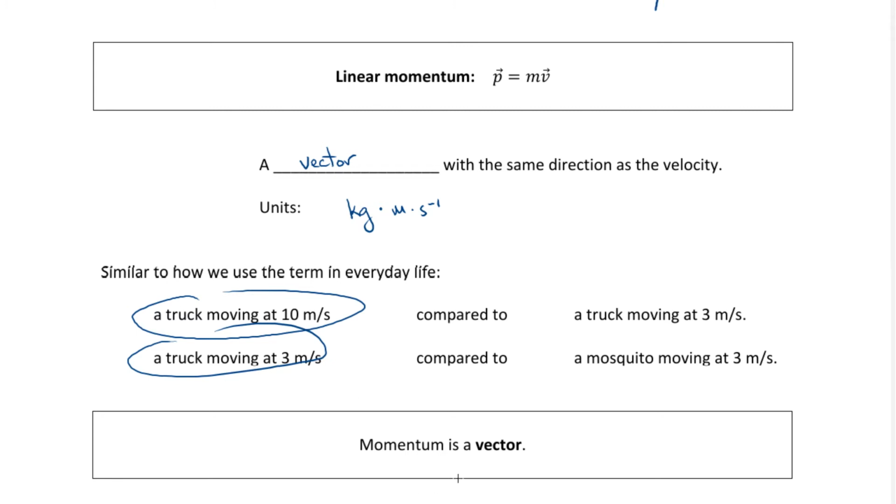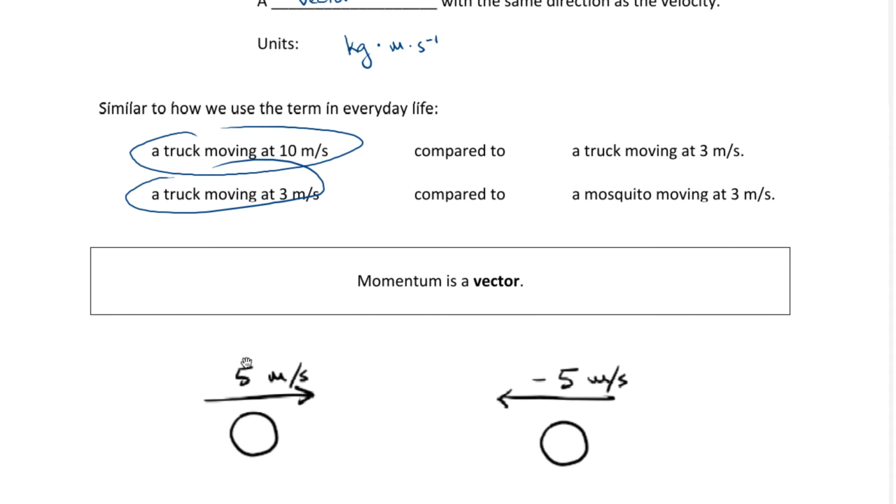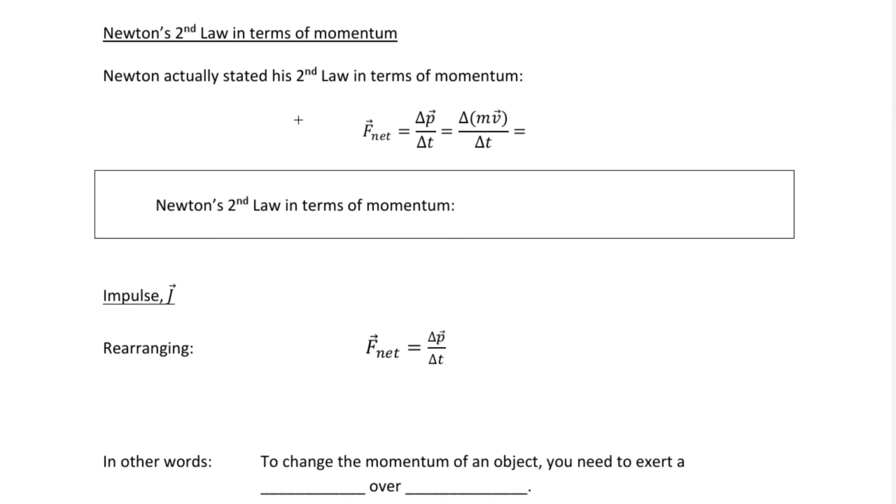Once again, just a reminder that momentum is a vector. So this ball moving at 5 meters per second to the right and the identical ball moving at 5 meters per second to the left have different momenta because the velocity is in different directions. And that's going to become important when we start to think about the relationship between momentum and force. So let's actually start to look at that relationship between momentum and force now.